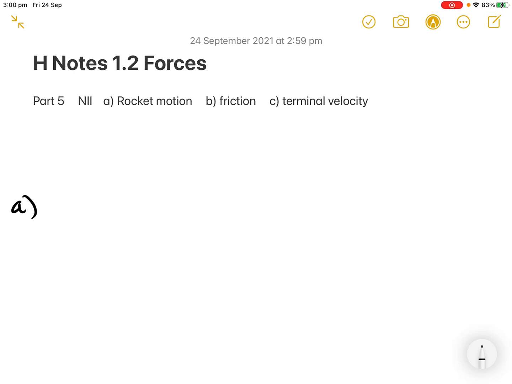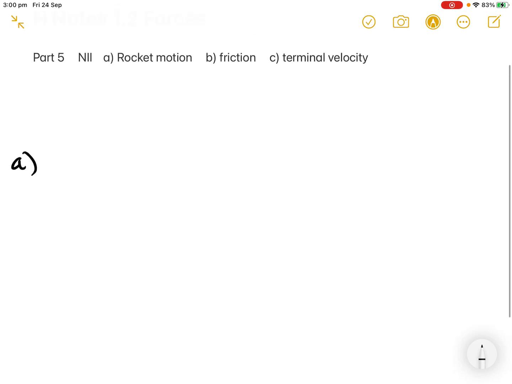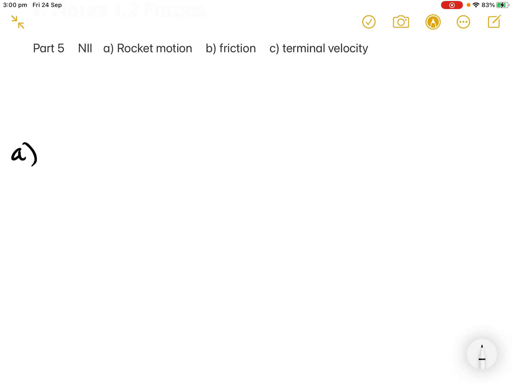Higher Physics Notes, Unit 1, Section 2 Forces. This is part 5. We're still considering Newton's second law, and we're just going to have a brief look at rocket motion, something you did at National 5, a reminder of friction, and then pretty much a reminder of terminal velocity. So nothing drastically new in this section.